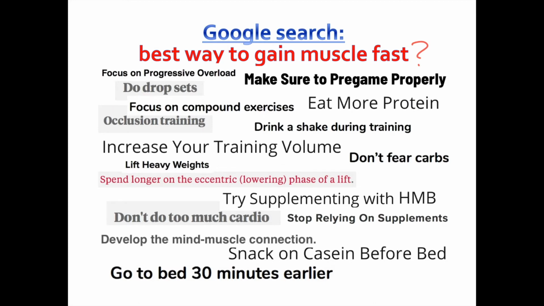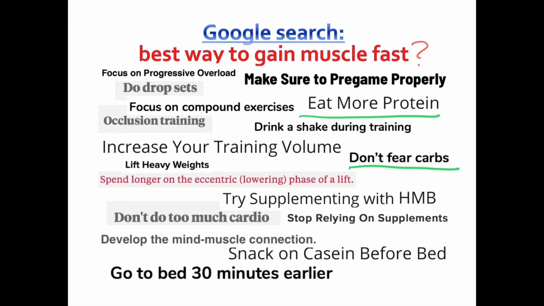So here are just some of the results from my Google search. And as you can see, I now almost have the opposite problem. I have way too much information, and some of it is even conflicting. For example, here it says, eat more protein. And then another website said, no, don't fear carbs.